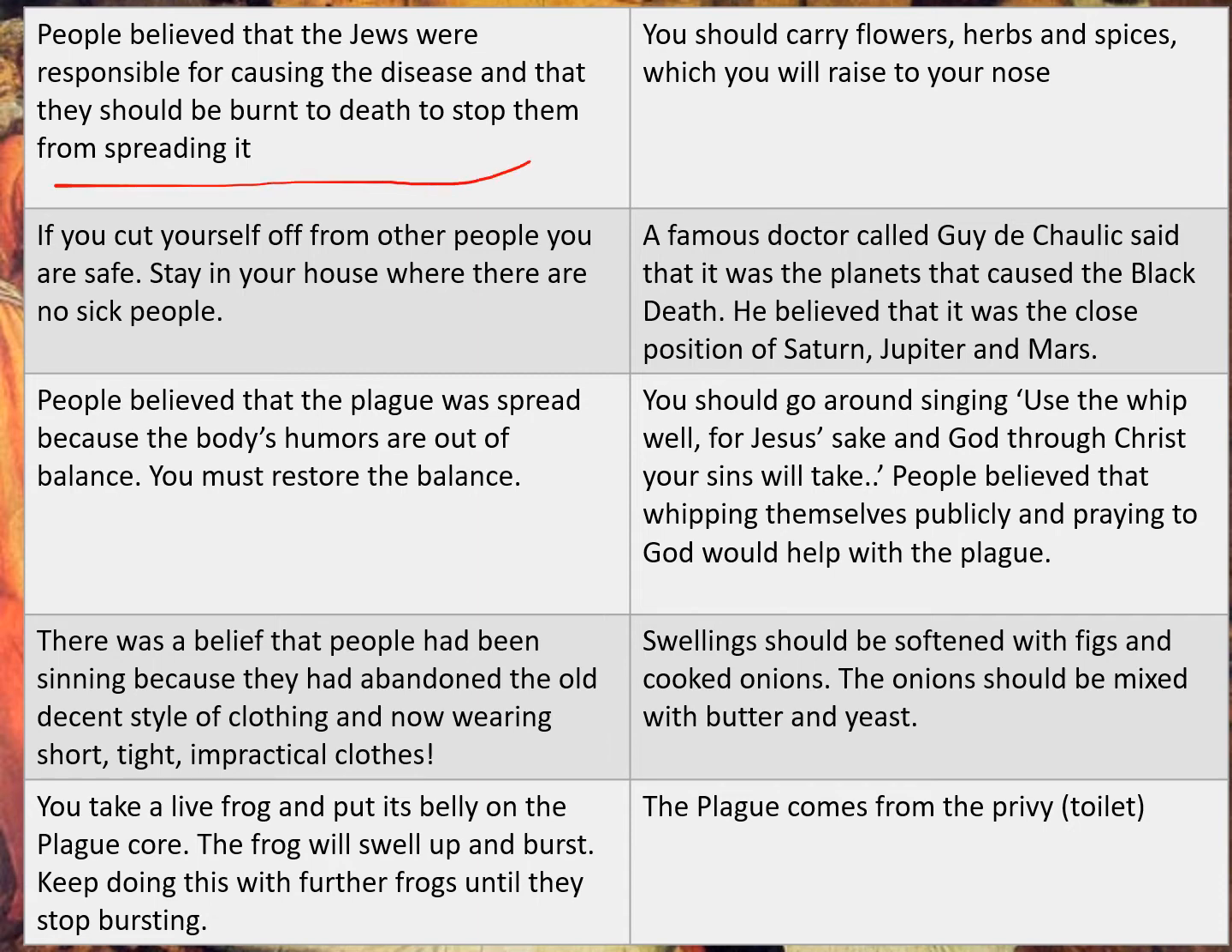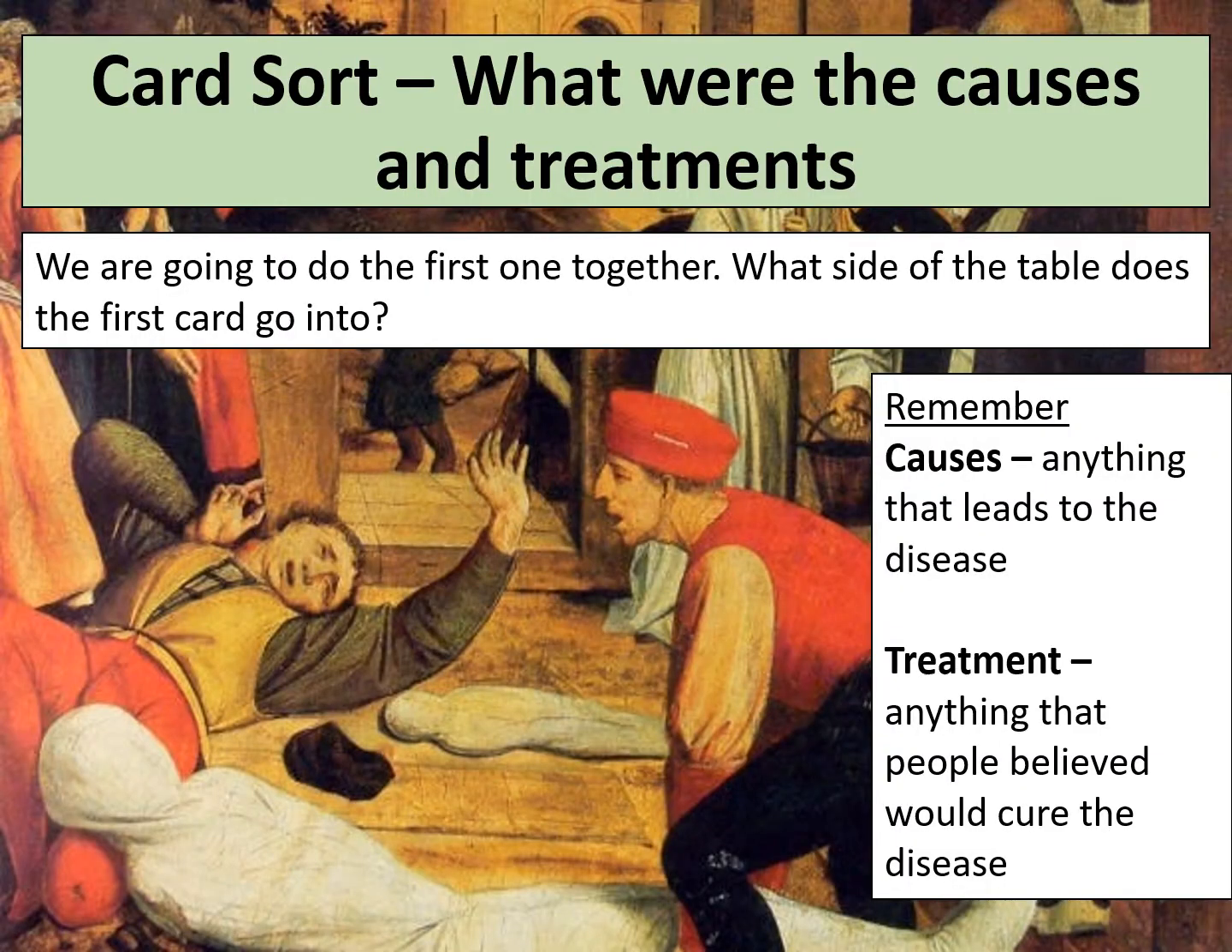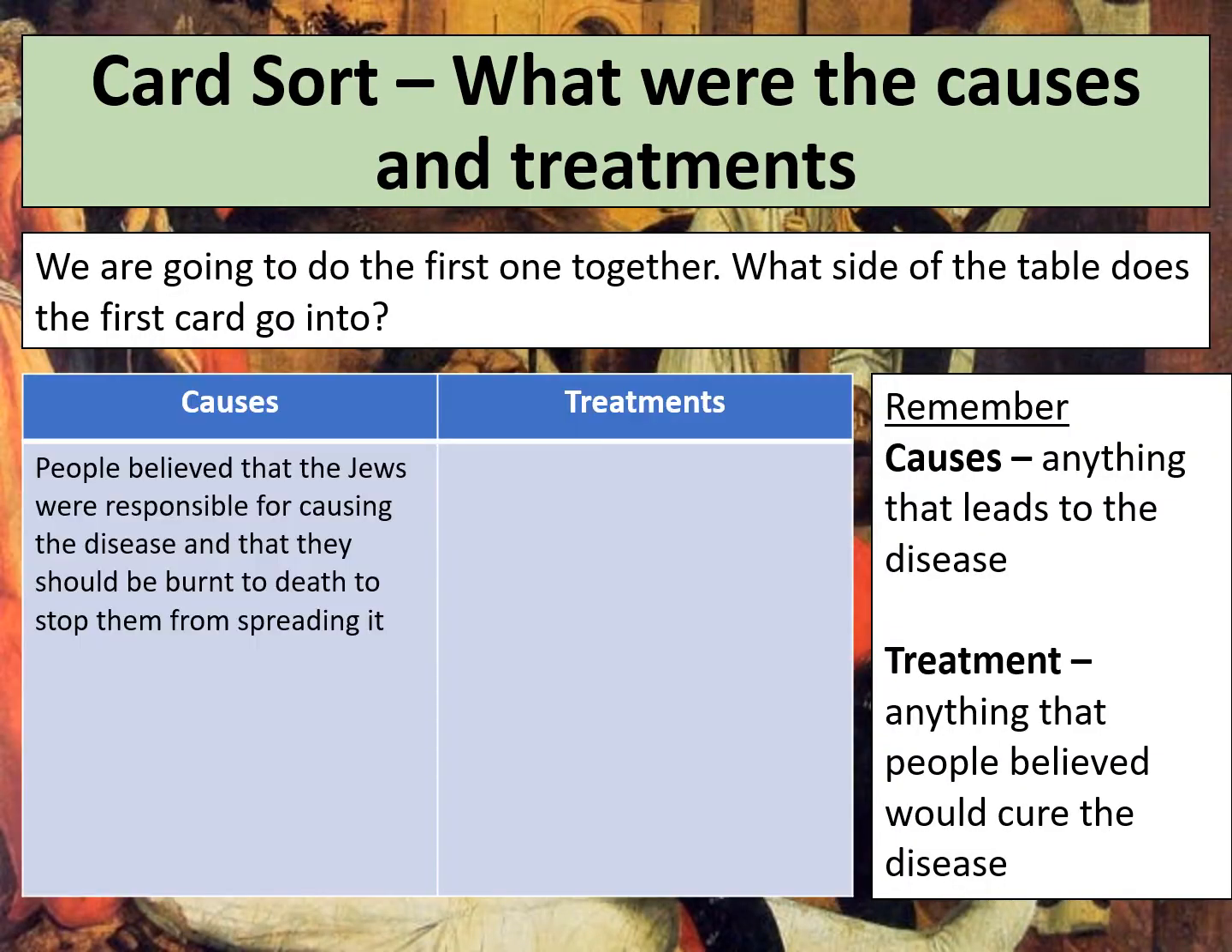So let's do this one together. People believed that the Jews were responsible for causing the disease and that they should be burnt to death to stop them from spreading it. Where shall we put that on our table? I've popped that in causes because this is something that people believed started or caused the Black Death. Therefore, it goes on the causes side. Pause the video here to add this to your table.